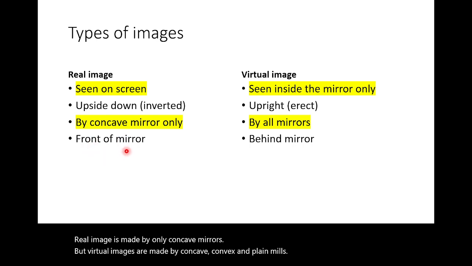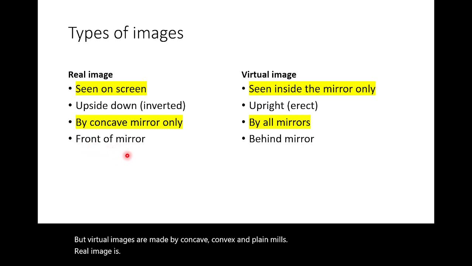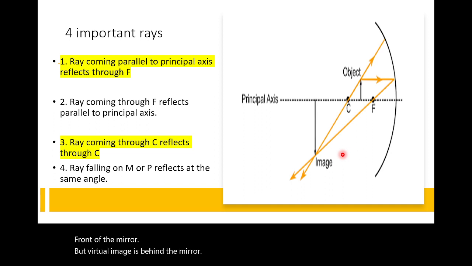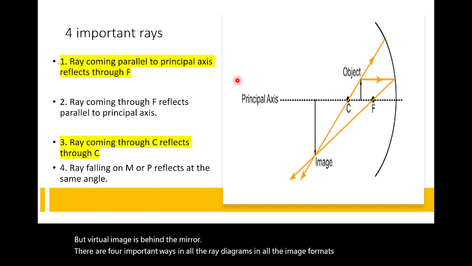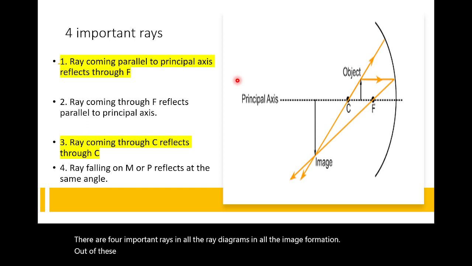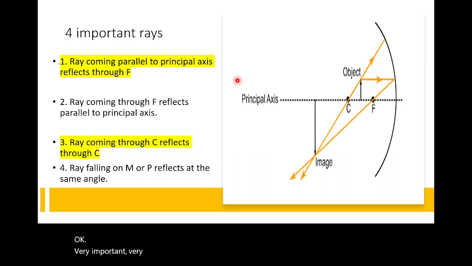A real image is in front of the mirror, but a virtual image is behind the mirror. There are four important rays in all the ray diagrams, in all the image formation. Out of these four, you can use any two. Very important, very much used.